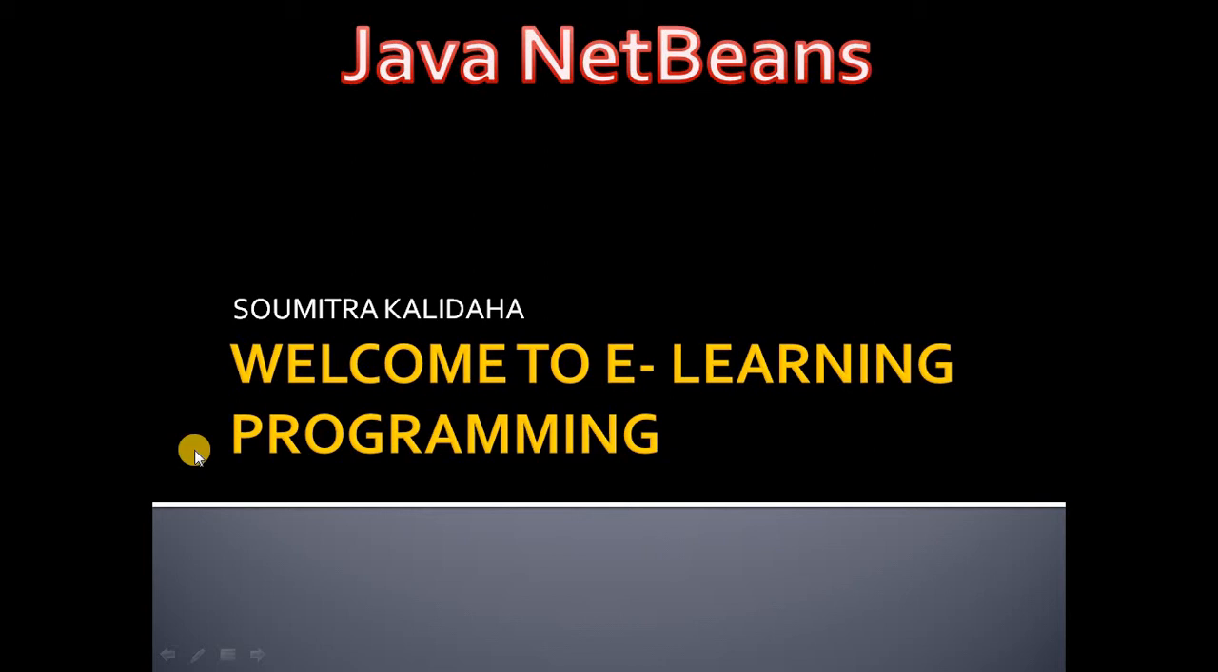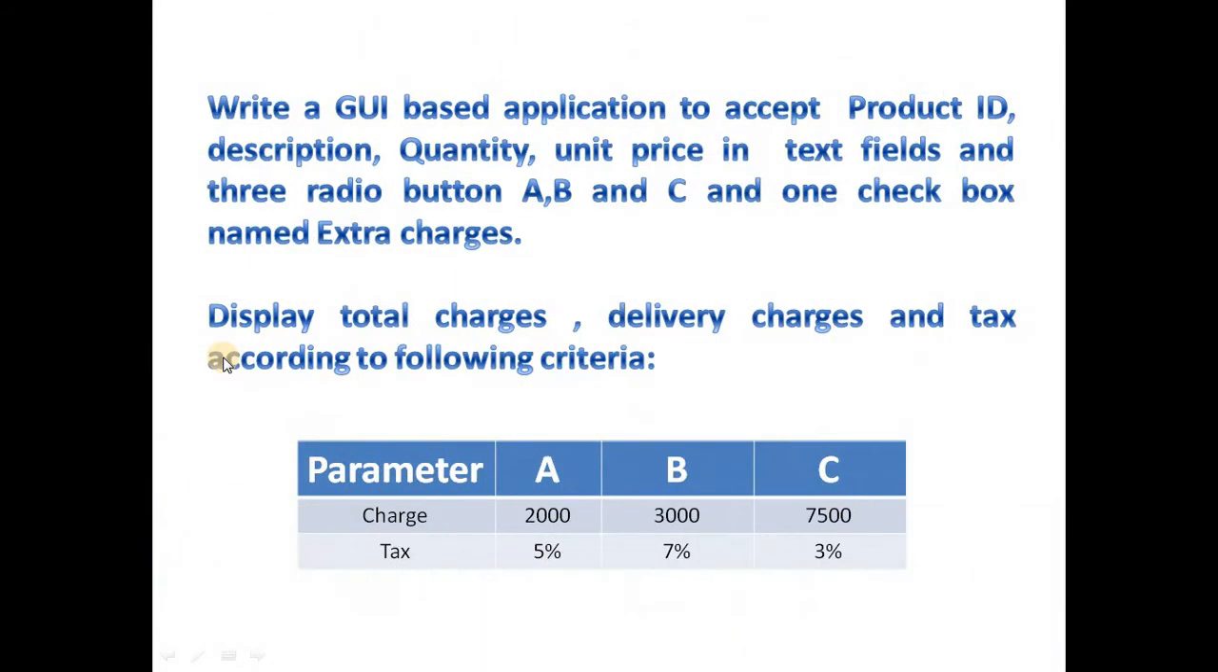First, we move to read the question. The question is: write a GUI based application to accept product ID, description, quantity and unit price in text fields and 3 radio buttons. The radio buttons are A, B and C. This is the name of the radio buttons, and the checkbox name is extra charges. Display the total charges, delivery charges and tax according to the following criteria. So this is our criteria.